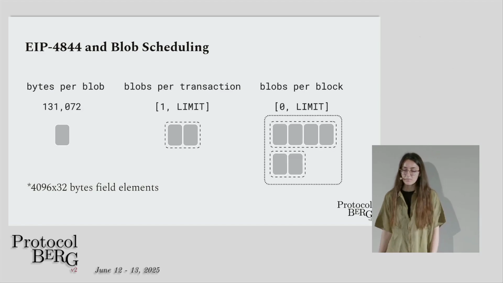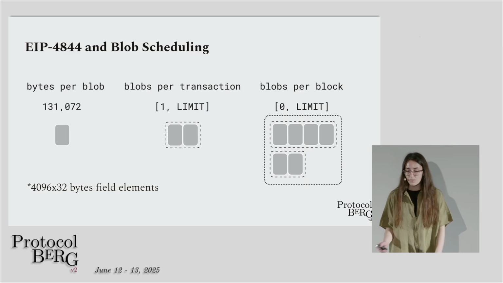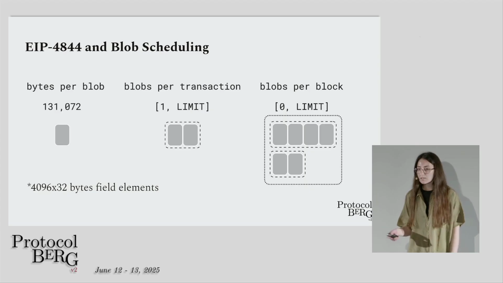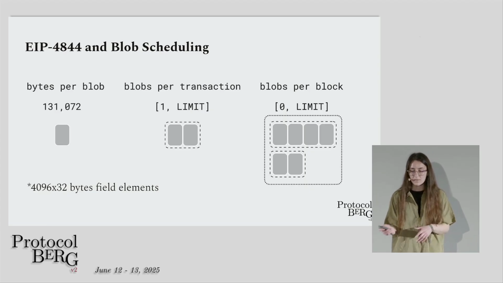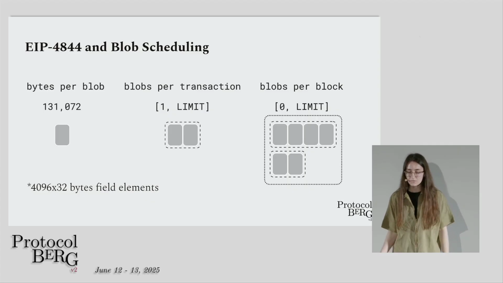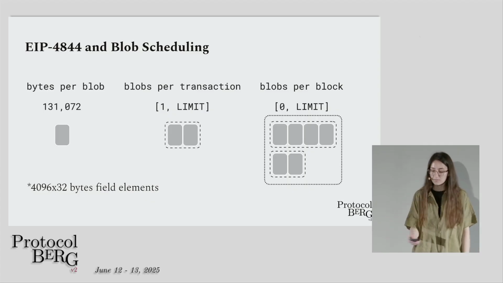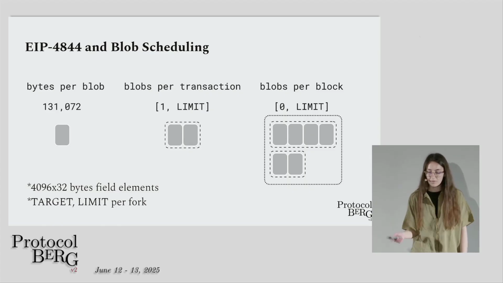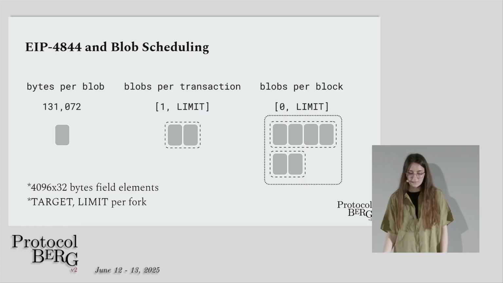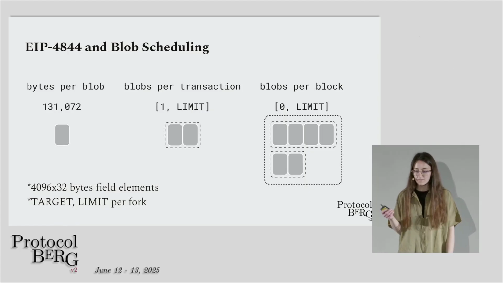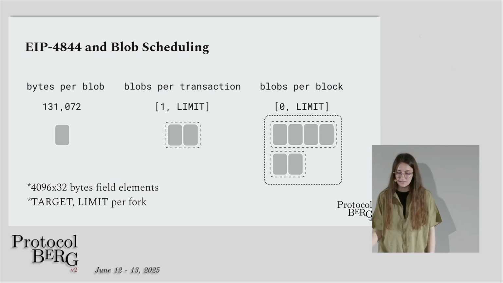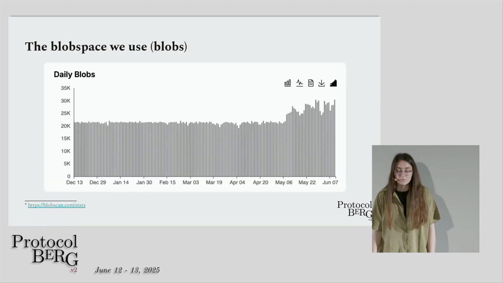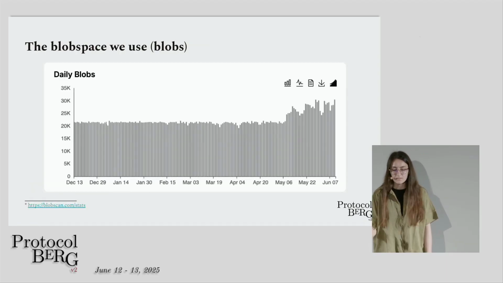And the third number we care about is the number of blobs per block. So one block can carry between 0 and the same limit number of blobs. And it can contain multiple transactions that carry blobs, and they have to sum up to the limit. So in this case, we have one transaction that has 4 blobs and one that has 2 blobs. And this limit, as well as the target number of blobs, which is lower than the limit, are set per fork. Currently, we are at 6 target blobs per block and 9 maximum blobs per block as of Pectra.